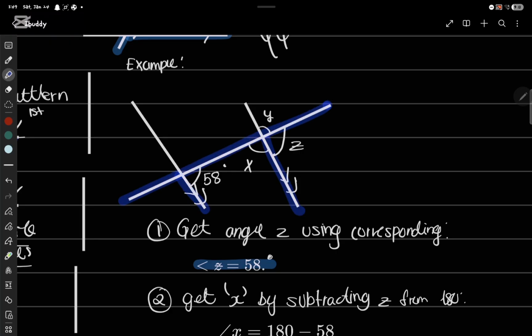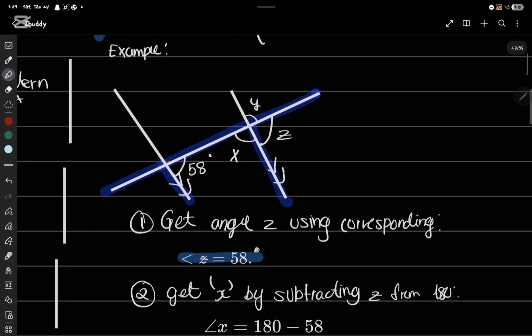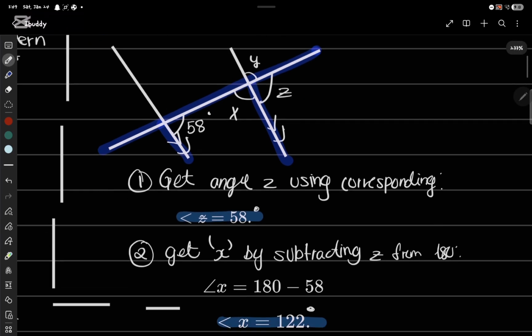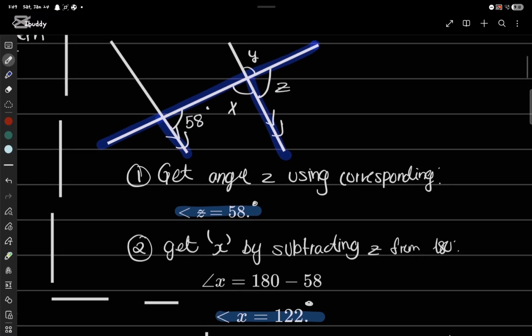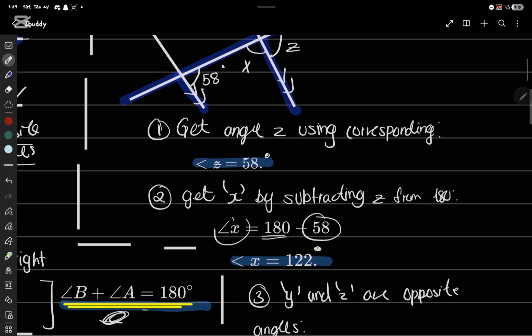Okay, Z and 58 are part of the F pattern, hence Z equals 58. The next thing you should spot is that angles Z and X are on the same straight line. So the sum of Z and X equals 180. You can subtract Z from 180 to get the angle X, and X equals 122.